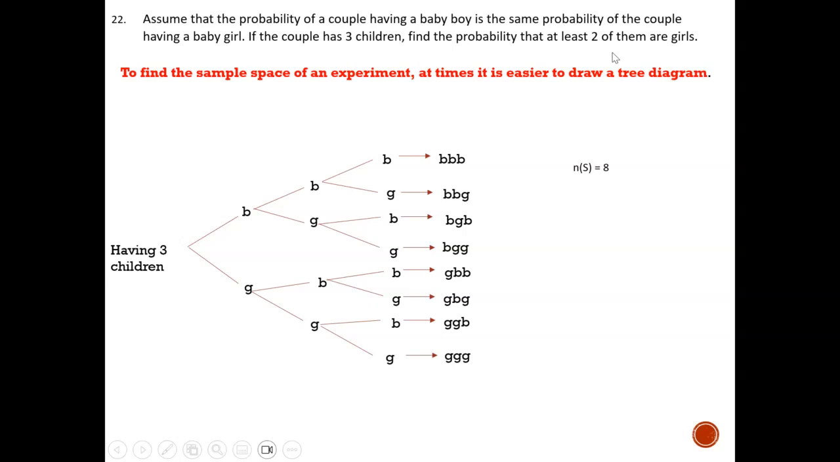Now it means at least 2 of them are girls. What does that mean? That it can be 2 or more. So the ones that have 2 girls or more are these here. Boy, girl, girl. Girl, boy, girl. Girl, girl, boy. And girl, girl, girl. All these combinations have at least 2 girls. How many are there? 1, 2, 3, 4. It's going to be 4 over 8, which would be 1/2. So the answer is 1/2.